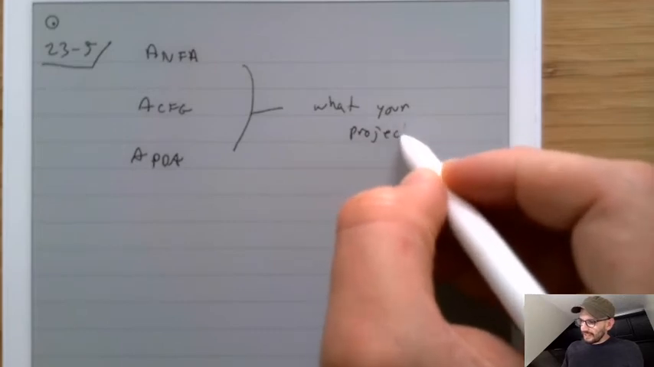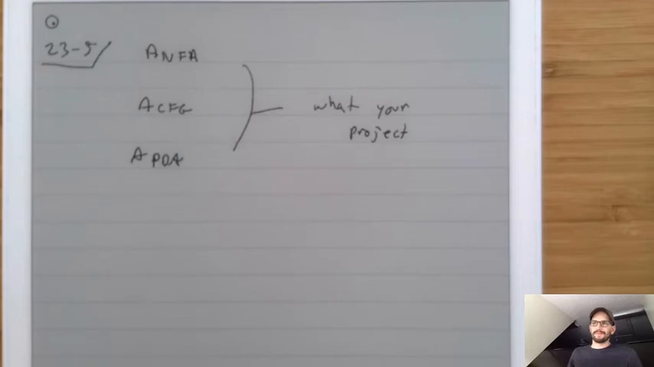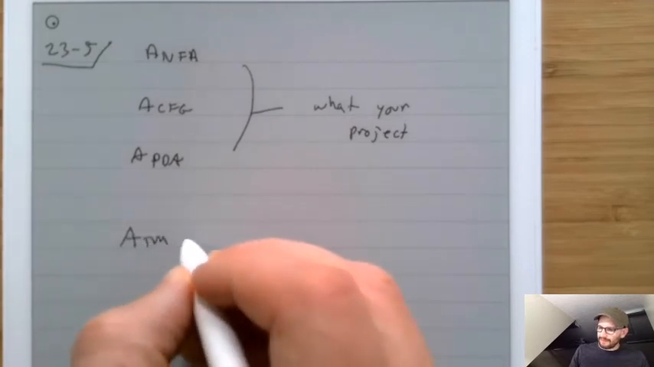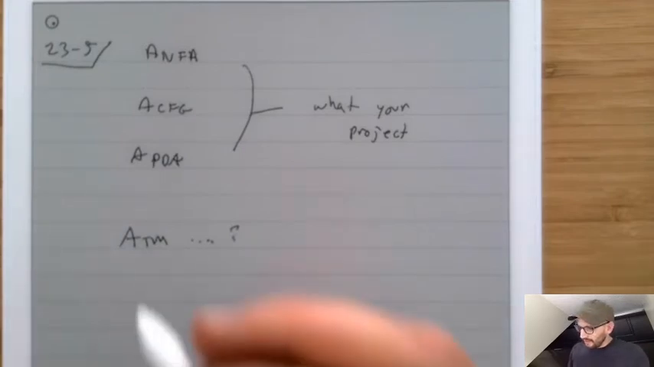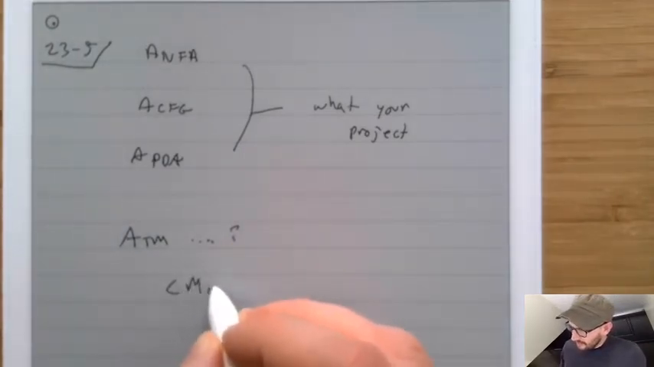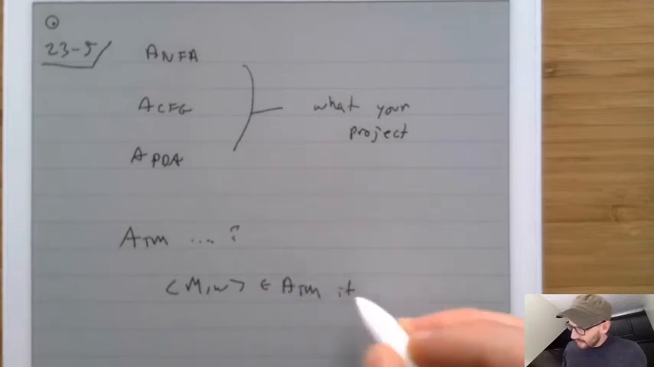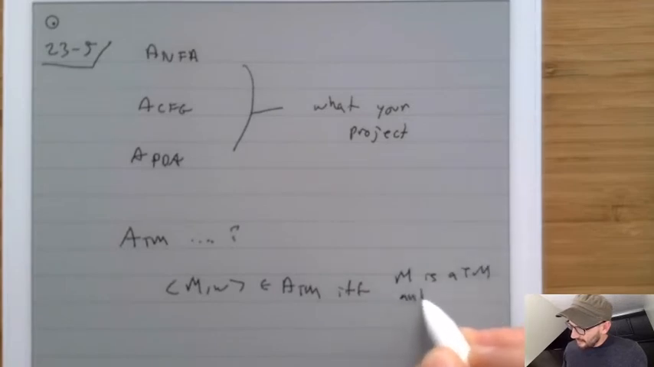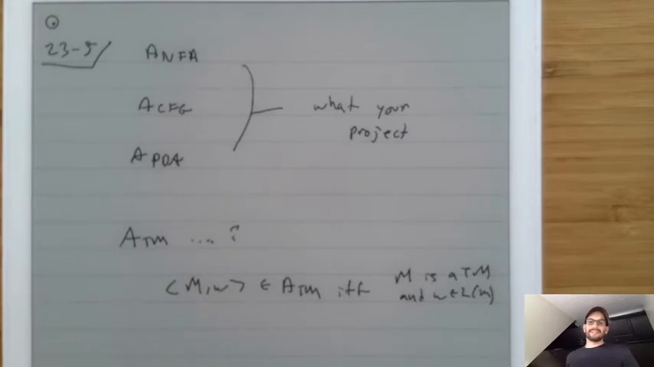What your project is to build a DFA, but you're doing it in Python or something like that. Okay? Now, what about the problem ATM? The problem ATM would mean that MW is inside of ATM if and only if M is a Turing machine and W is inside of the language of that Turing machine. That is an interesting problem.